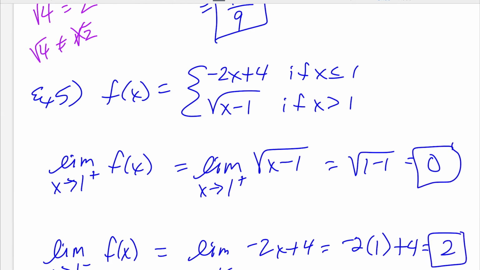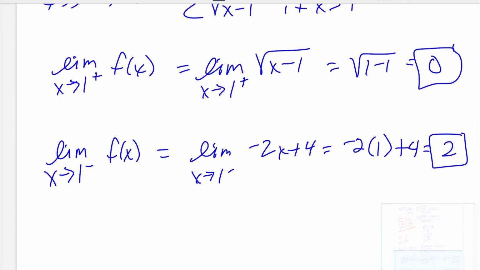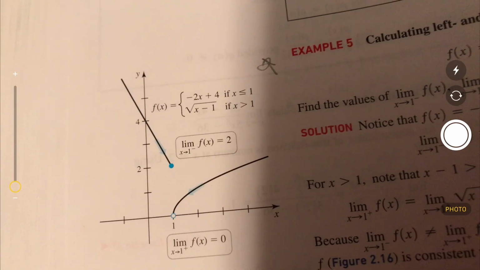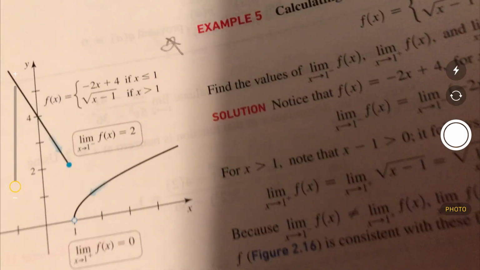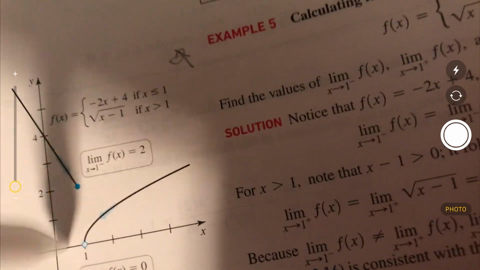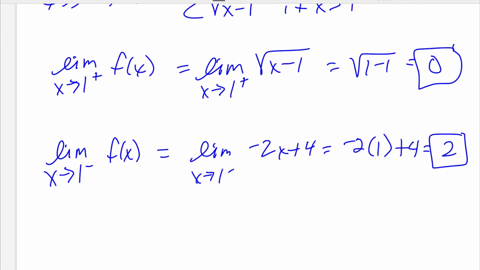So your left and your right limits just depend on where it is that you're coming in from. And I'm just going to show this to you so you can see. Here's our graph of that. If I'm coming in from the left, my value is 2. If I'm coming in from the right, my value here is 0. Right? Okay. Cool. Nice. And this is if it's super sweet and you plug it in and everything goes smoothly.